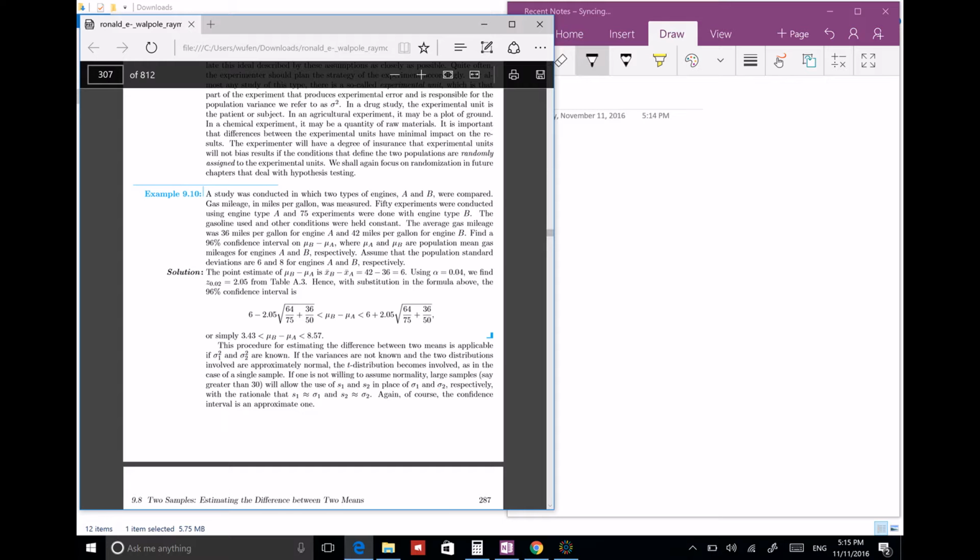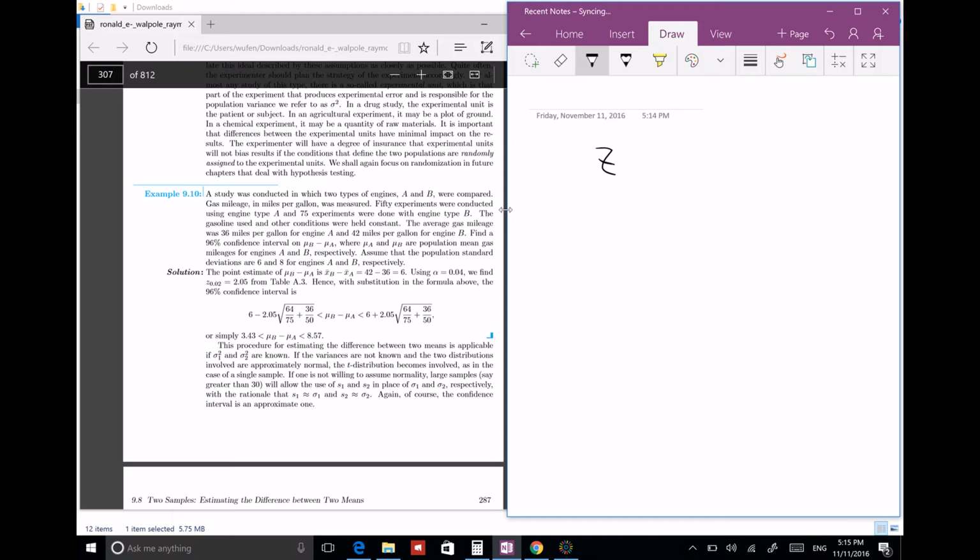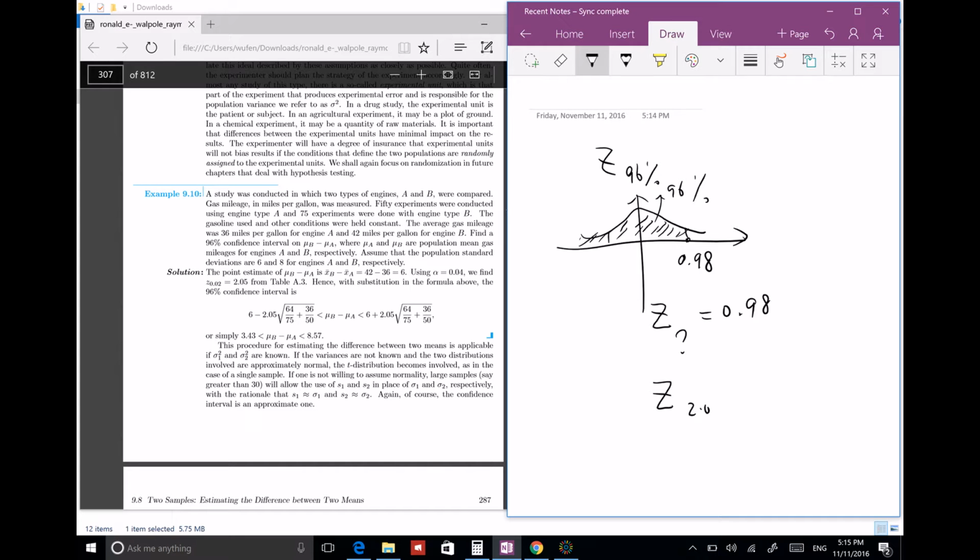What you only need to find out is z alpha over 2, z for 96%. Because it's going to be two sides, the table will give you everything up to this point, so you are actually looking for 0.98. Okay, 0.98, what z value gives you 0.98? It turns out z of 2.05 gives 0.98 as a probability. So that's the only thing you need to find here. Everything else is given. Then plug into the formula, that'll be enough.